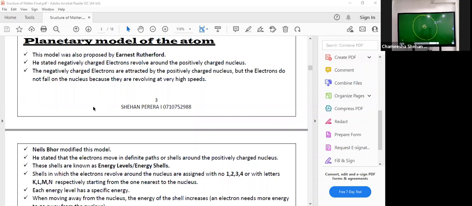This model was also proposed by Ernest Rutherford. He said that negatively charged electrons revolve around the positively charged nucleus. We knew it from the very beginning, right? He stated that negatively charged electrons revolve around the positively charged nucleus. Okay, that's fine.